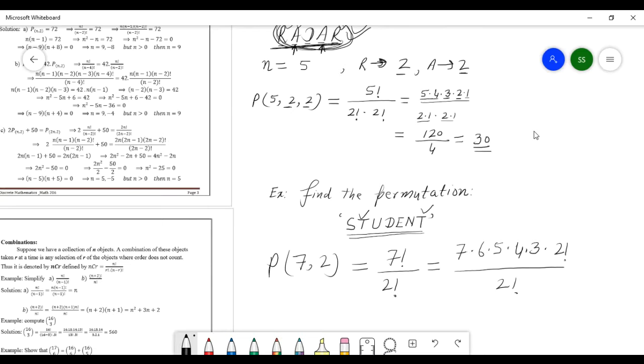And below we have factorial 2, this cancels, and all of this is 7 times 6 times 5 times 4 times 3. This comes to 2520. Yes, 2520, this one, this is the answer 2520.